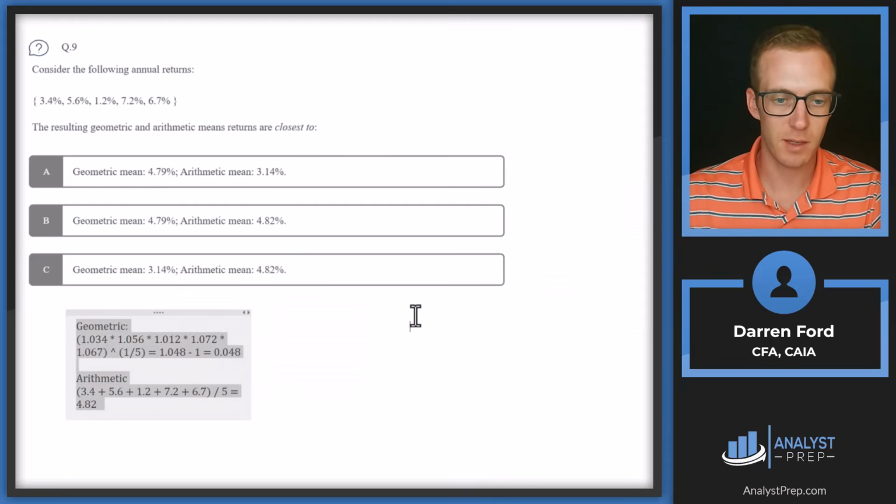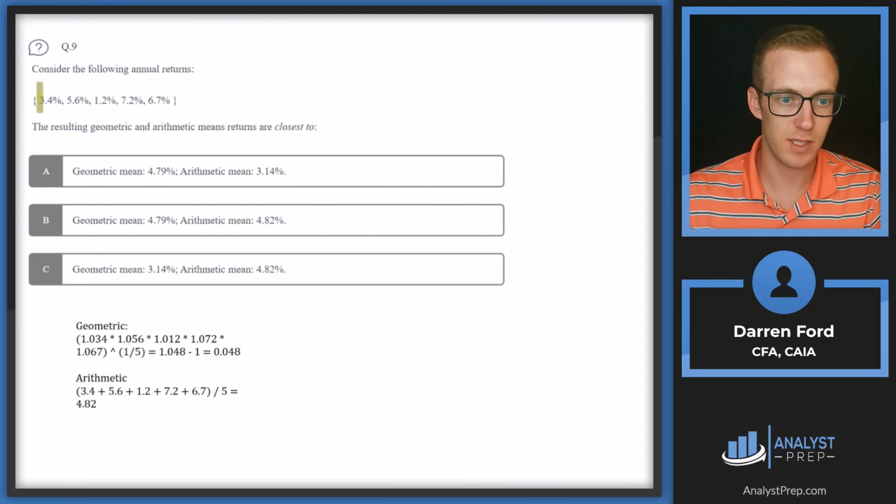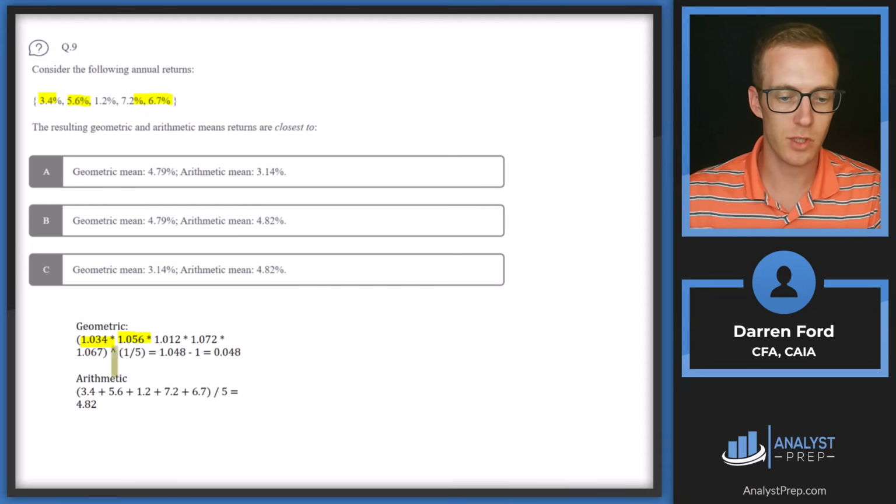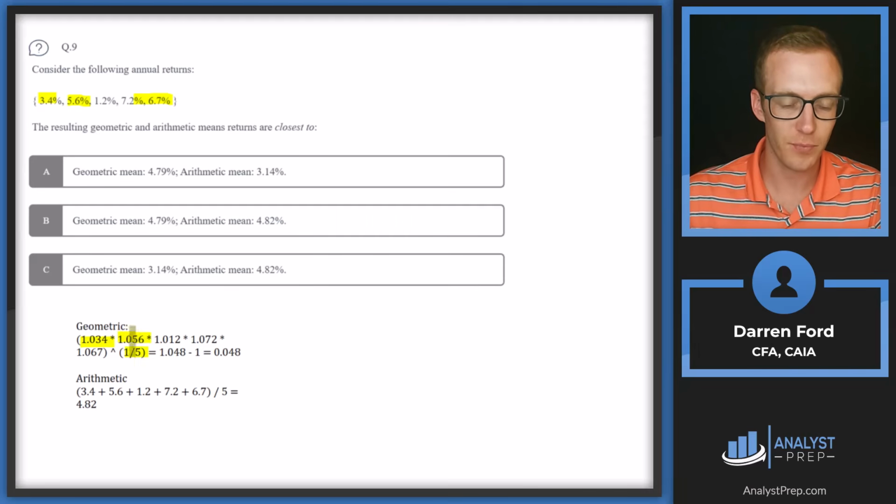For geometric, that's going to be compounding returns. So we're going to be doing 1 plus each of these different returns and then multiplying them over time. So we'll have 1.034 times 1.056 times 1.012 and so on down the line. And then at the end, we're going to take the nth root. So we have 5 years' worth of returns, so we're going to do the 5th root, or raise to the 1 divided by 5. And then we need to subtract out 1. So that gives us 1.048 minus 1, or 0.048%.